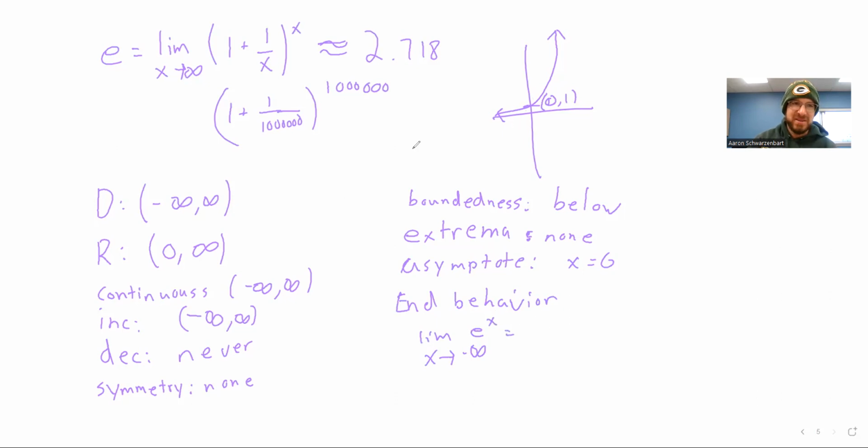As I go to this extreme left end of the graph, my y-coordinate goes to 0. As I go to the extreme right end of the graph, my y-coordinate goes to infinity. Yes, these are slightly different.